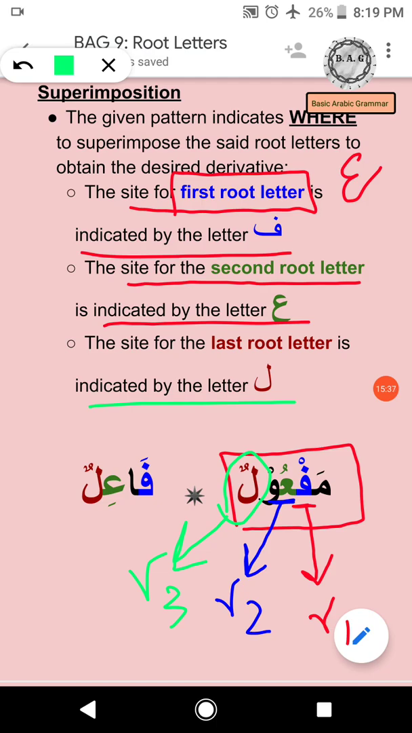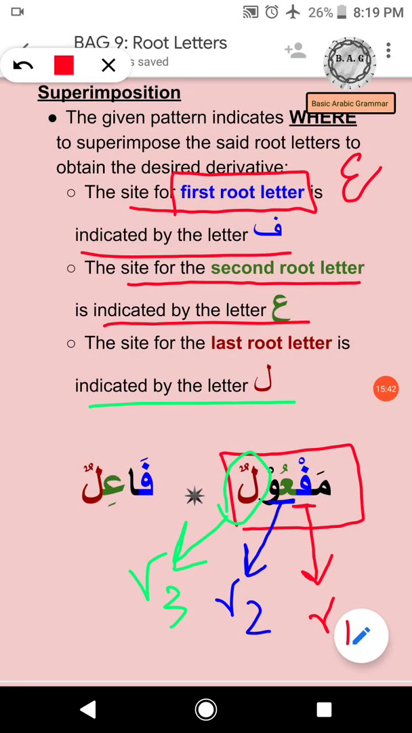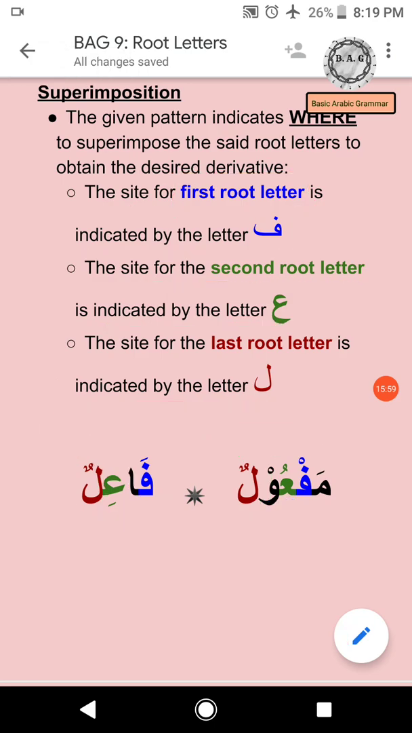Similarly, in the pattern of fa'ilun, we can see that fa is here, so we place R1 here, ain is here, so we place R2 here, and lam is here, so we place R3 here. This is the root of it. That's how I formed the words khaliqun and makhluqun.